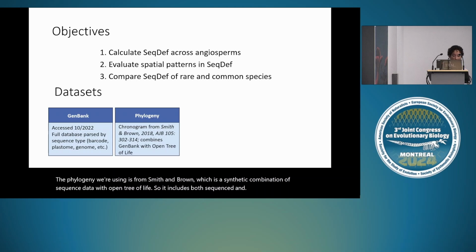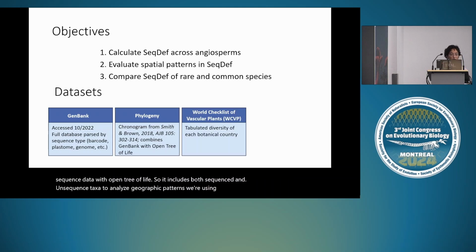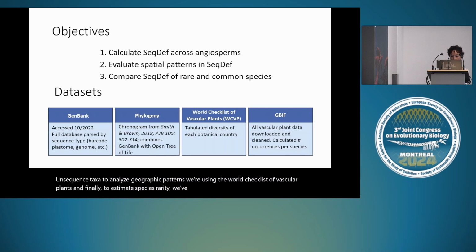To analyze geographic patterns, we're using the World Checklist of Vascular Plants. And finally, to estimate species rarity, we've relied on GBIF data. We downloaded and cleaned all of the records for angiosperms, and we're classifying a species as rare if they have fewer than 10 records on GBIF. I know that this is super arbitrary and it's super biased spatially, but it's a first start, and we're working on thresholding and quantifying geographic patterns of missing data.